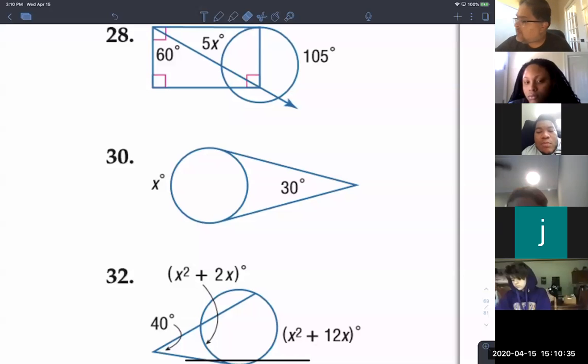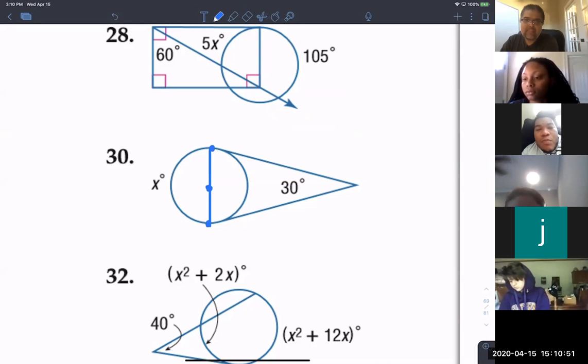Now I'm going to make a little bit of a change to number 30 to make the problem a little bit easier. There you go. See if that helps. Did that help anybody?